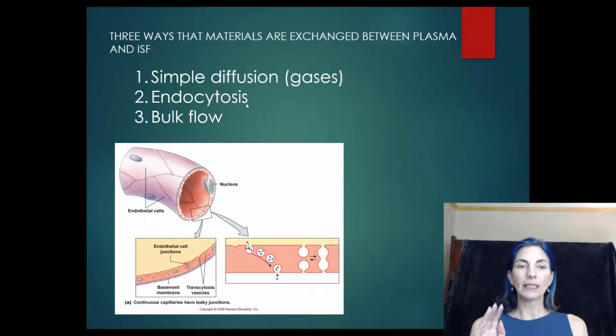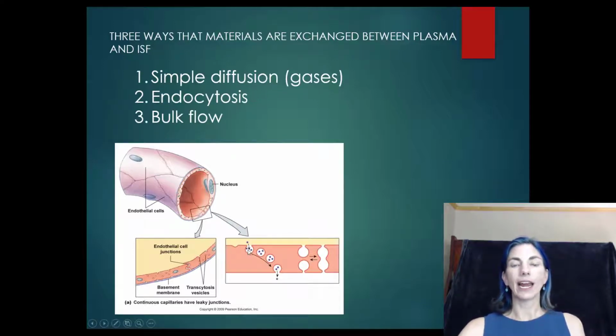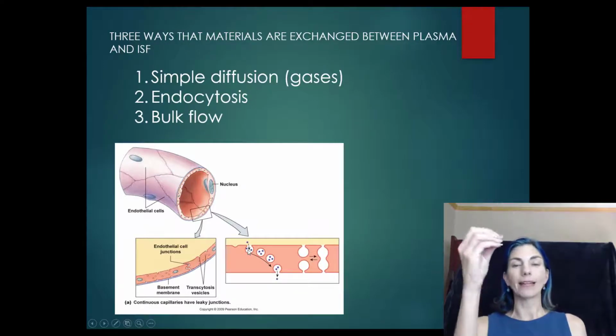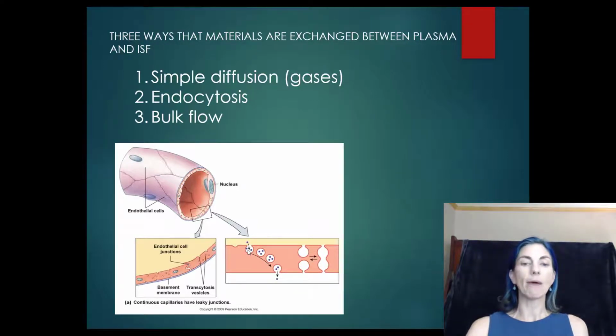So if you look at this image, you can see that the apical membrane, which is here, is invaginating and grabbing with it stuff from the plasma and then pulling it across and dumping it on the other side. So endocytosis is another way that we can go from plasma to interstitial fluid.